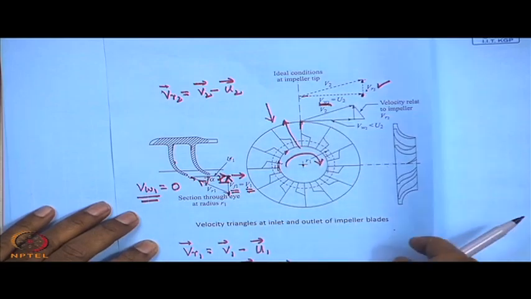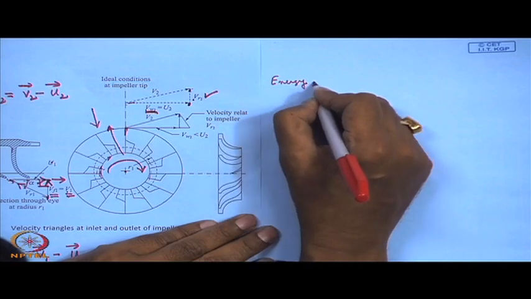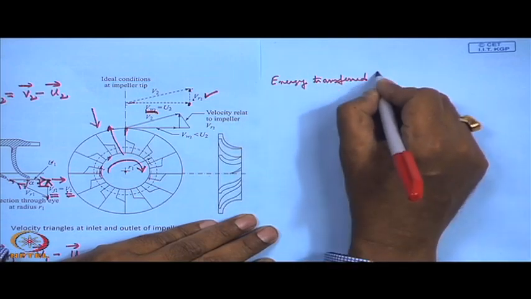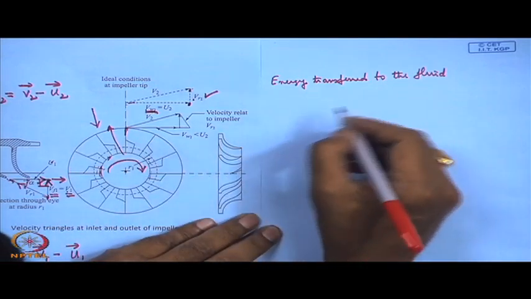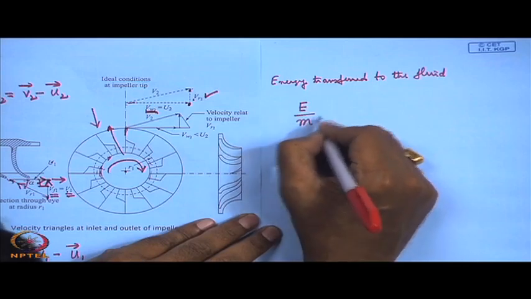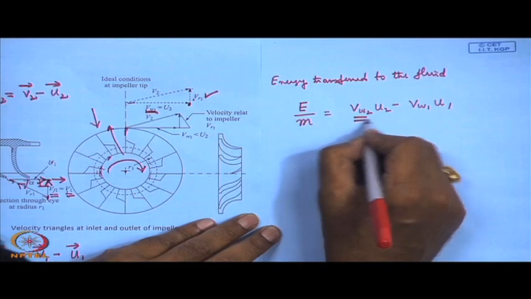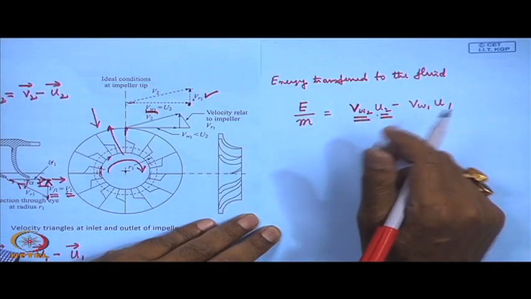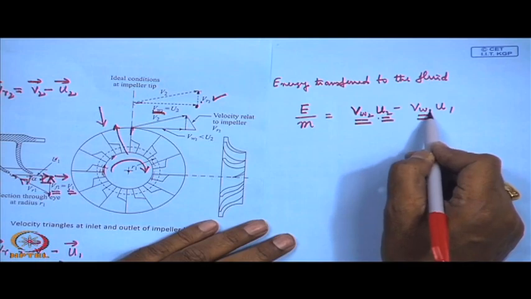So, with this blade diagram, now what can we write? We can write the energy transferred to the fluid. Energy transfer to the fluid takes place by the action of this rotating vane, that we already derived, that energy transfer to the fluid per unit mass is given by this expression, where VW2 is the tangential component of the fluid velocity at the outlet of the impeller, U2 is the impeller linear velocity at the outlet, VW1 is the tangential, or whirling, component of velocity of the fluid at the inlet, and U1 is the velocity of the impeller at the inlet because of its rotation.